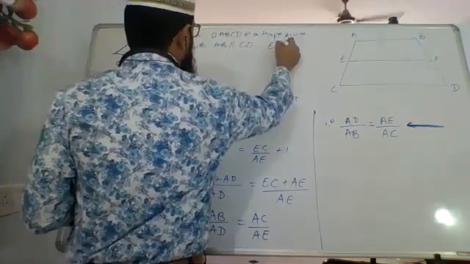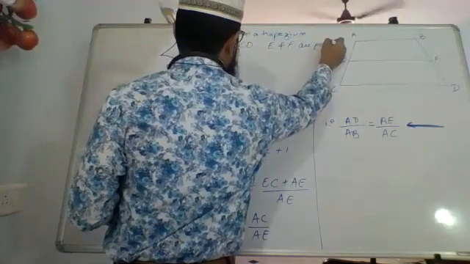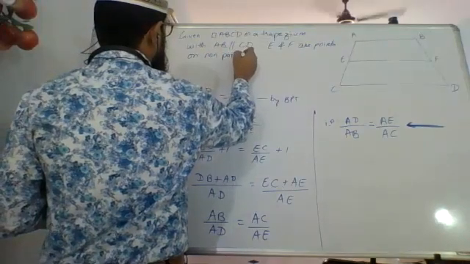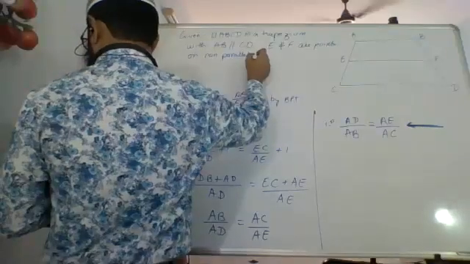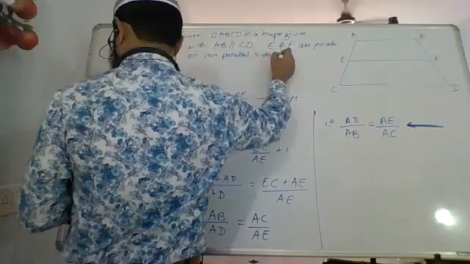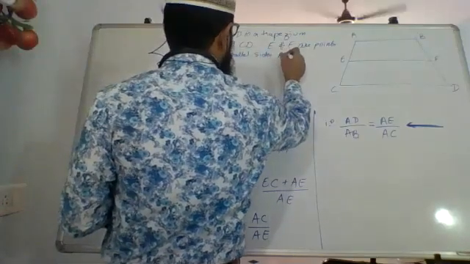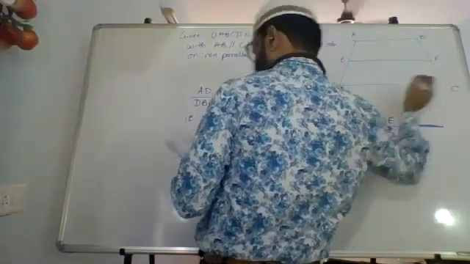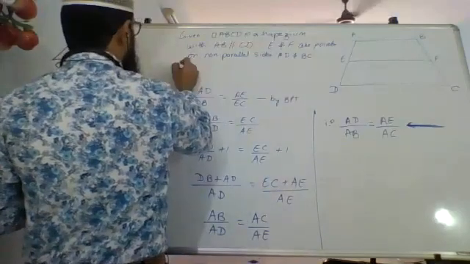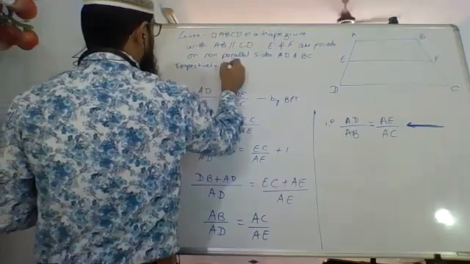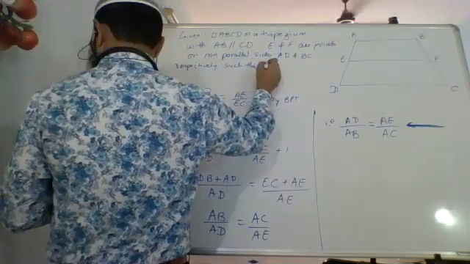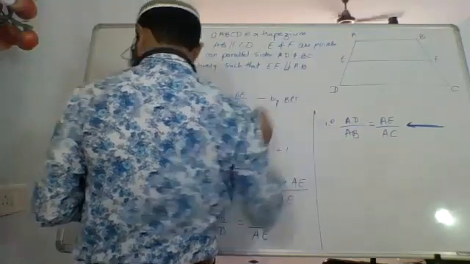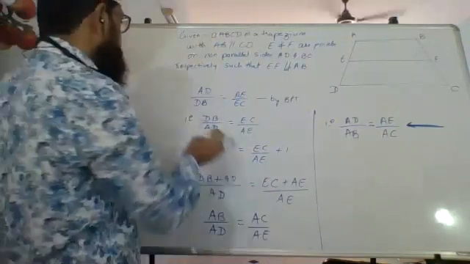E and F are points on the non-parallel sides AD and BC respectively, such that EF is parallel to AB.